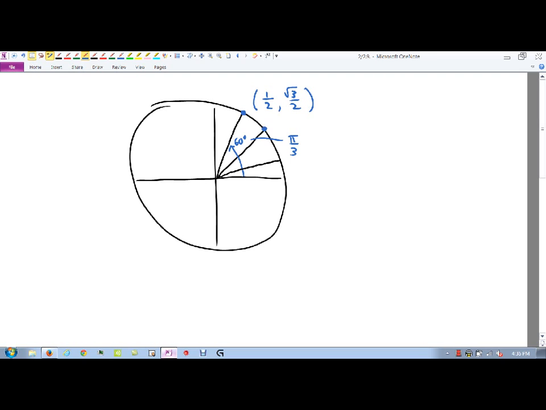Now every one of these common angles has points listed and then the angles. So let me show you how we can use this. Let's say I'm asked what is cosine of 60 degrees. All I have to do is go to the unit circle, find 60 degrees, which I found, and then look at the x-coordinate. The x-coordinate will always correspond to cosine. So our answer is whatever number is there as the x-coordinate, 1/2.